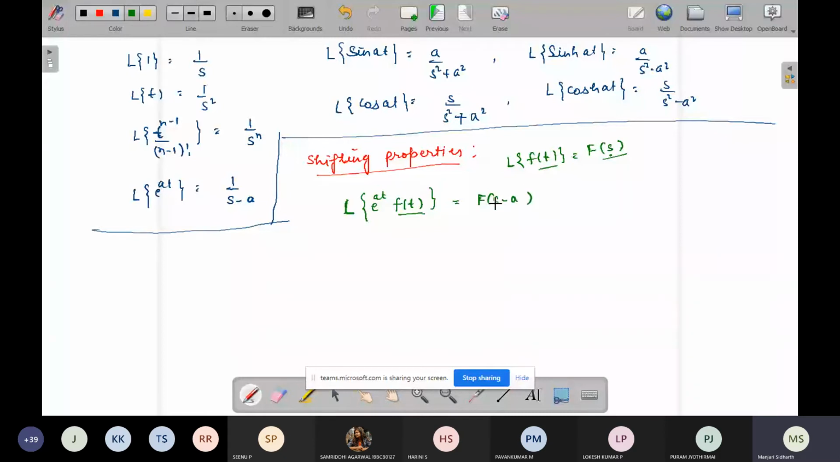Like that. If I take an example here, if I want to find the Laplace transform of e^(2t) multiplied by sin t. Now we know that the Laplace transformation of sin t is nothing but 1 over s square plus 1, right? And using the shifting property, first write this as capital F(s). Then it is multiplied by e^(2t).